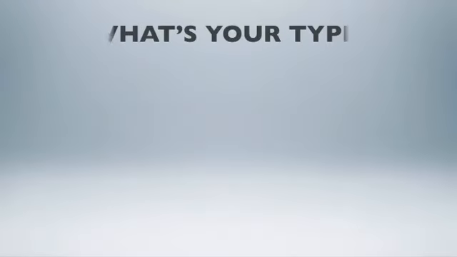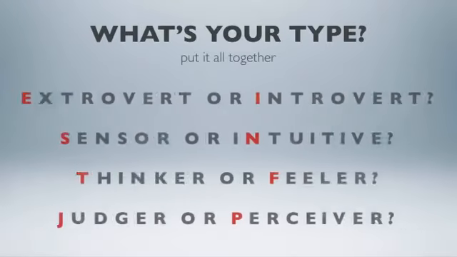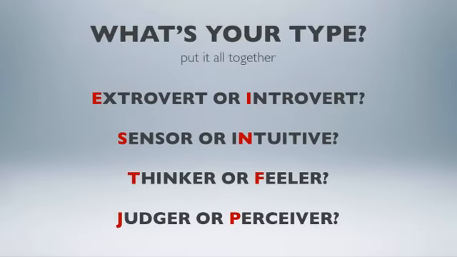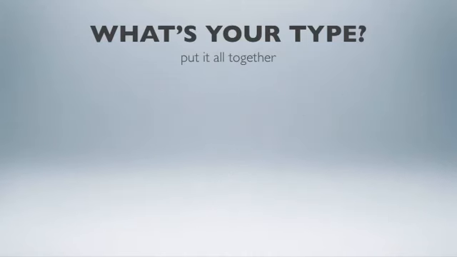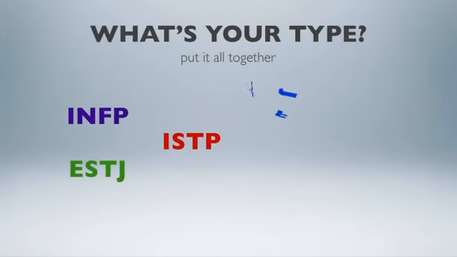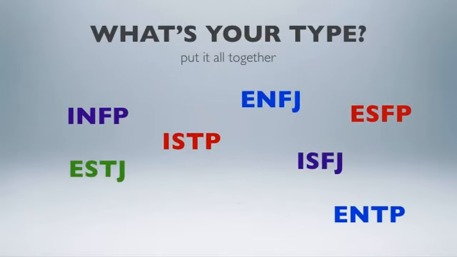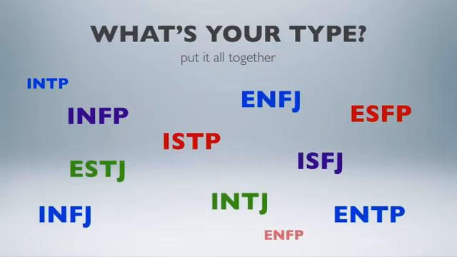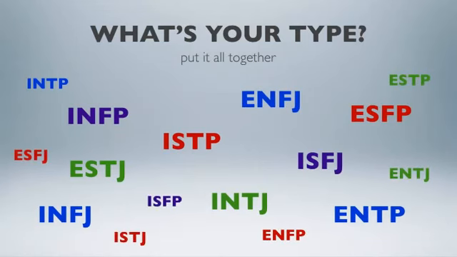Now it's time to put it all together. The 4 letters you have chosen are combined to create a code for your personality type. It might be INFP, ESTJ, ISTP, ENFJ, or any one of 16 combinations. For each personality type, your preferences combine in a unique way to create an overall style of interacting with the world. Now that you've discovered your preferences, you'll want to see how they work together.